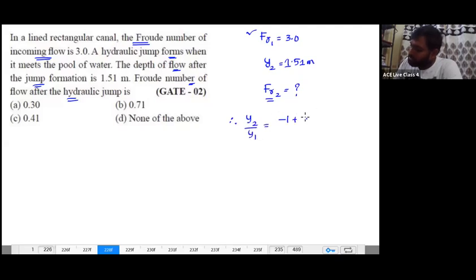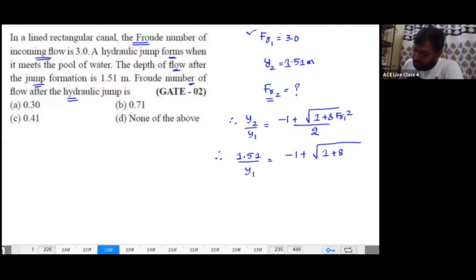equals to minus 1 plus root of 1 plus 8 FR1 square by 2. So what is Y2? 1.51 by Y1 is equals to minus 1 plus root of 1 plus 8 FR1 square, where FR1 is 3, by 2. So from this you find out Y1. 8 into 3 square plus 1, minus 1 by 2. So Y1 is going to be 0.4 meters.